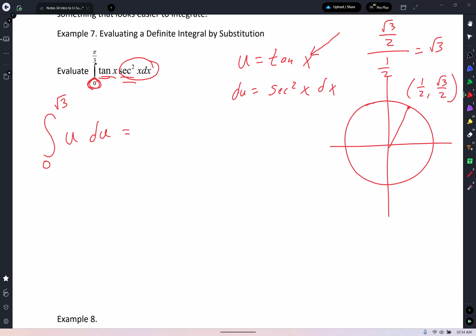Antiderivative of u is u squared over 2. I only have one term, so it's fine if I don't put a bracket. That line means evaluate, just like in computer science. I put a 0 in the bottom. I put a square root of 3 in the top. Upper minus lower. We don't care about the 0. Square root of 3 squared over 2. And that's it. 3 over 2.